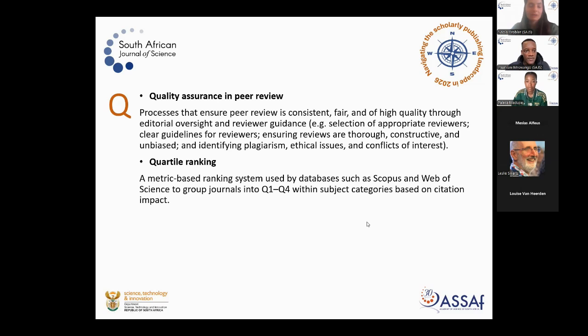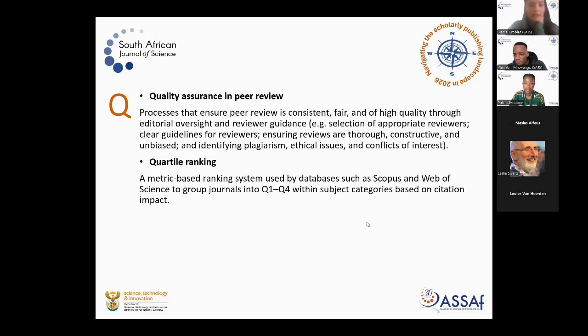So here we have quality assurance and peer review. These are processes that ensure that peer review is consistent, fair, and of high quality through editorial oversight and reviewer guidance. For example, the selection of appropriate reviewers, having clear guidelines for reviewers, ensuring reviews are thorough, constructive, and unbiased, and identifying plagiarism, ethical issues, and conflicts of interest.